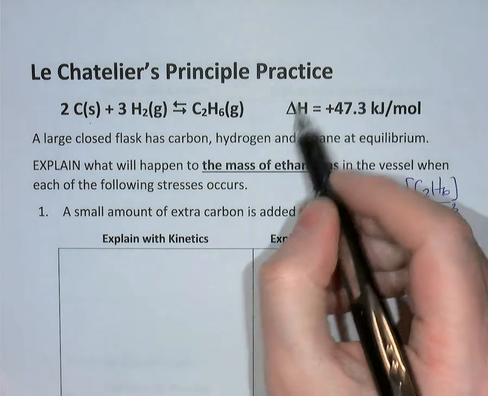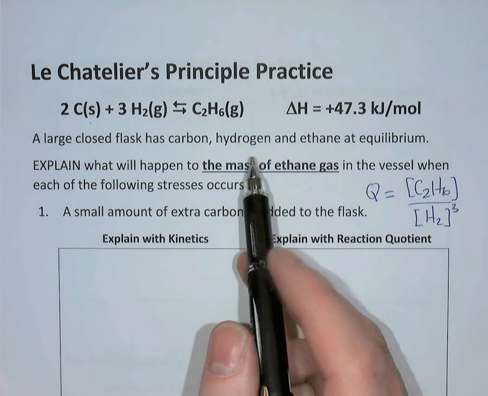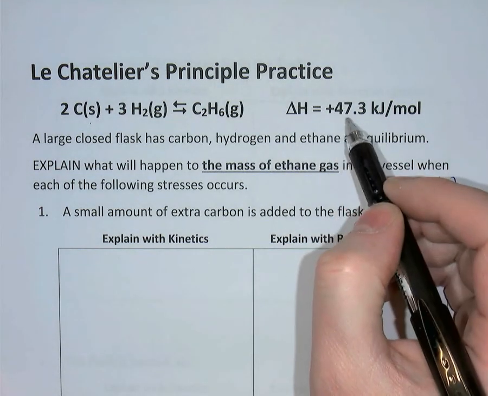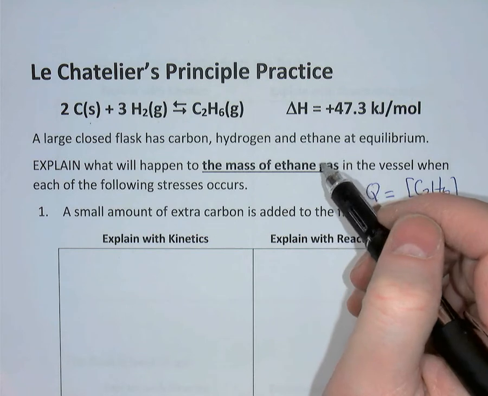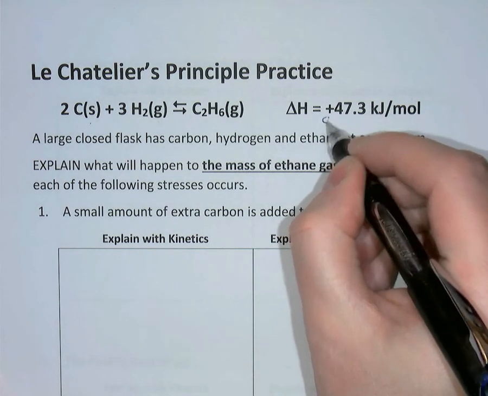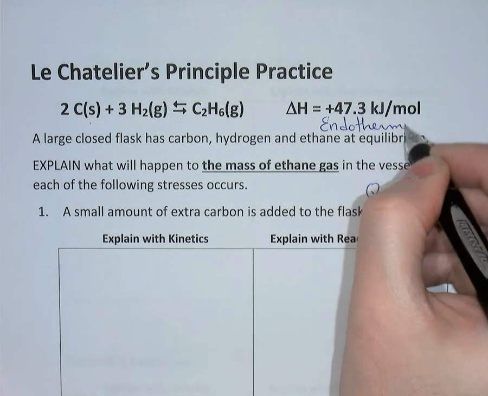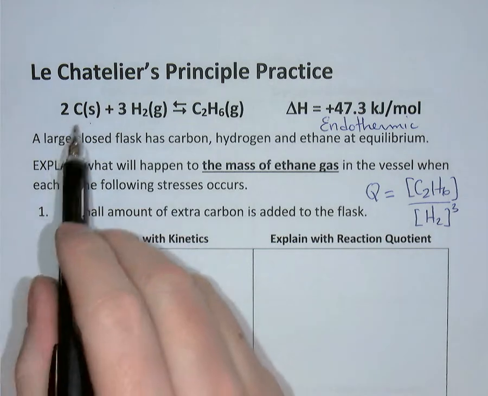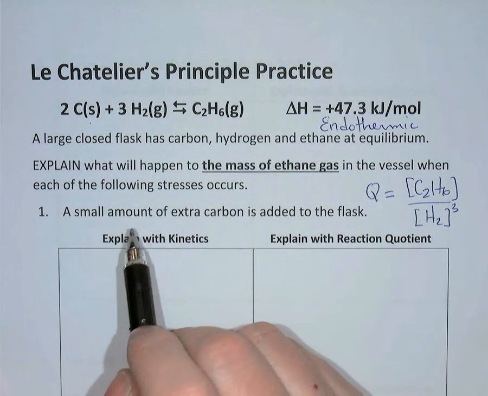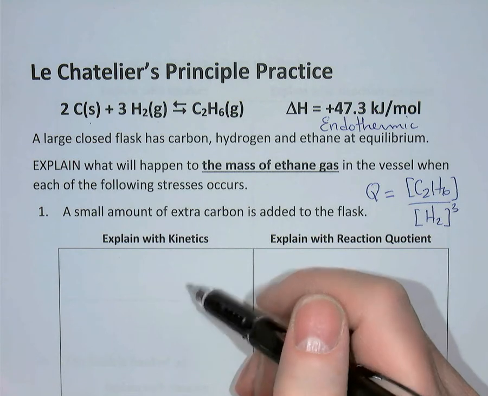I notice that the delta H, the heat of reaction, also called the enthalpy change, is a positive quantity, positive 47.3 kilojoules per mole. The positive number tells me that this is an endothermic reaction. As written, the forward reaction is endothermic, which means the reverse reaction would be exothermic.